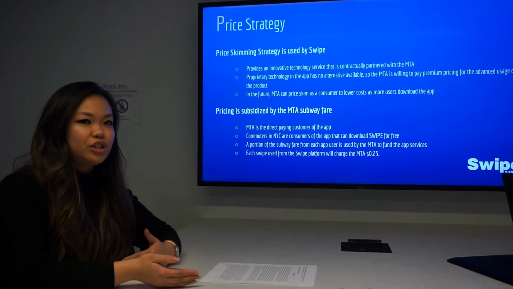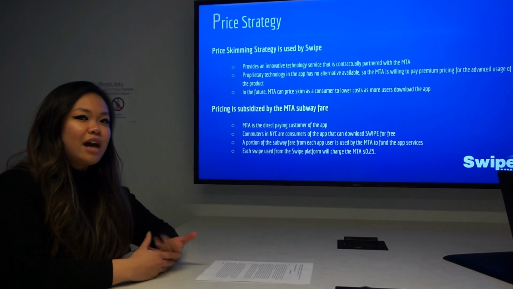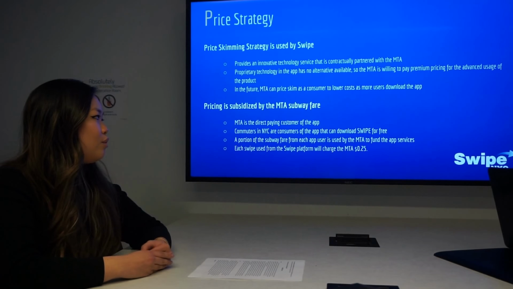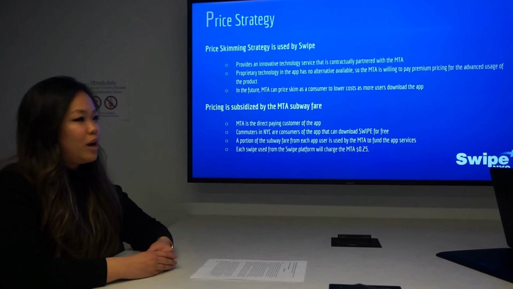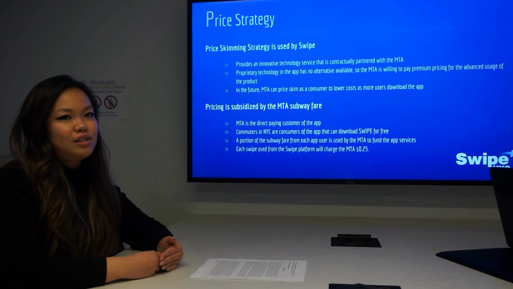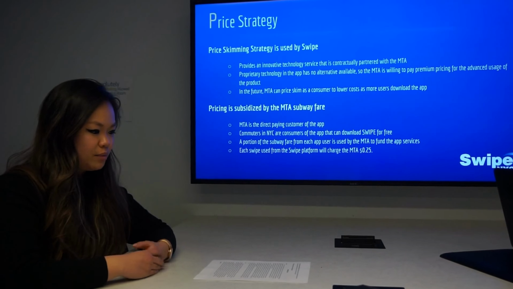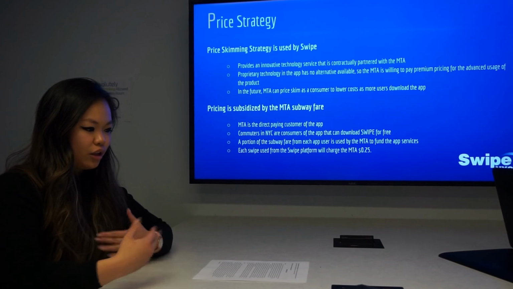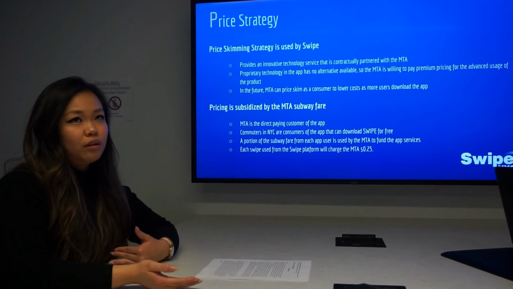We are going to be directly charging the MTA for the usage of this app. So commuters in New York City can actually download Swipe for free, but a portion of the subway fare that they pay to the MTA will be attributed to our app services. Each swipe from the Swipe platform will be charged to the MTA at 25 cents per fare. If we think about the annual ridership at 1.7 billion riders per year, and we can maybe capture 50% of this market share in the ongoing years, we will have 878 million riders and make a general revenue of $219 million going forward.